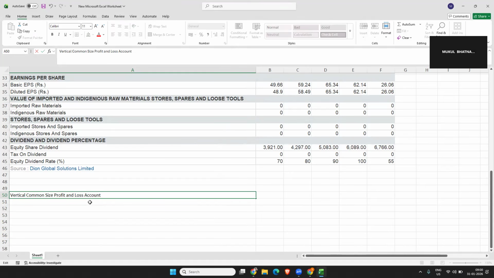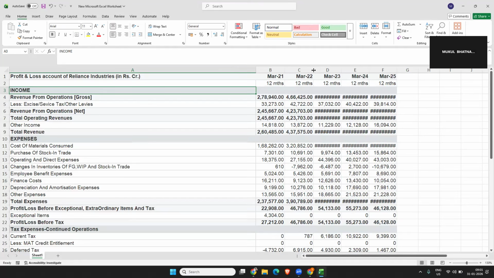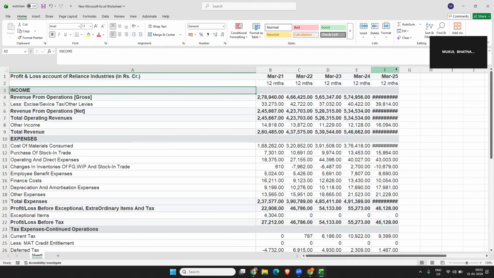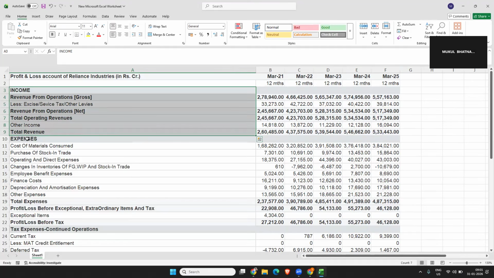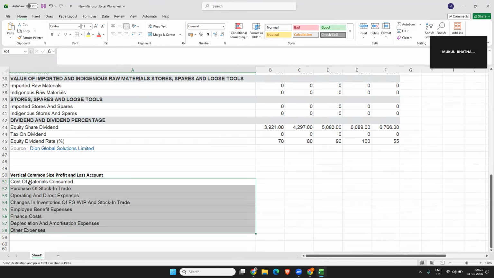In vertical common size profit and loss account, I am interested in percentage of different expenses in terms of sales. So if you will scroll up, you can see income is given to you. Yes or no? Income is given to you. Then expenses are given to you. So all the expenses I will copy, Control C, and I will paste it here. So these are all the expenses that are given in profit and loss account.